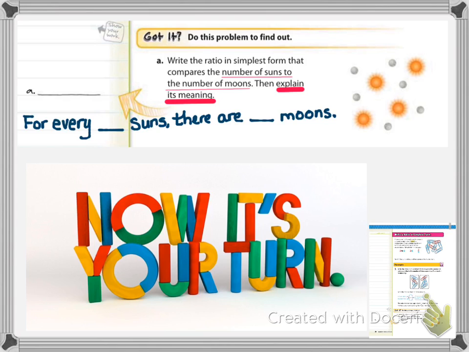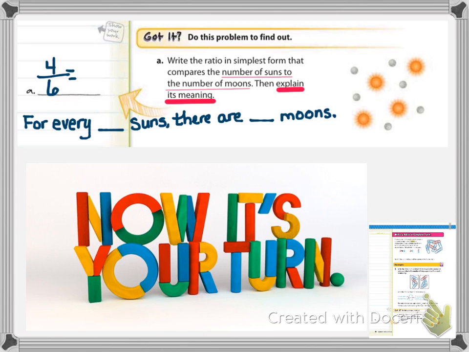Okay, so when we're doing this, the first thing it says is the number of suns to the number of moons. So we have to count our suns. I'm noticing that there are 4 suns, so I write the 4 down first. And then when I count our moons, I get 6. So there are 6 moons.